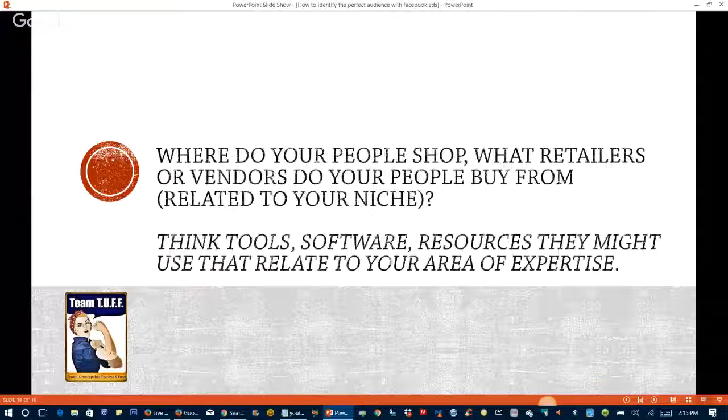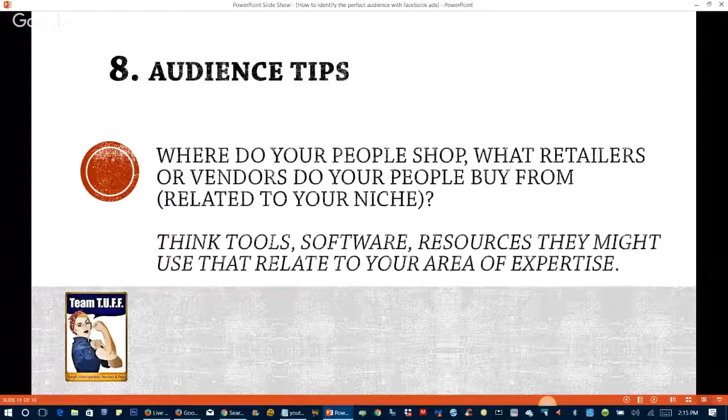Okay, here's another one. This is tip 8. Where do your people shop? What retail stores and vendors do your people buy from that are related to your niche? So think about partner sites that they might purchase from. Like, if you're selling tools, what type of other tools would they use? Software that they might use, resources that they might use online that relate to your area of expertise.